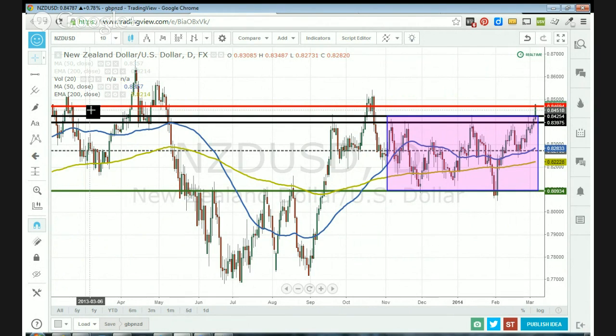Kiwi dollar, yeah, this hit my stop. We already saw that, so we'll see. Maybe if it can rally. I thought it was in a range. Now I see this as being bullish. So let's see if it pulls back and gives me something there. That's about it. No trades for me to put on this morning.